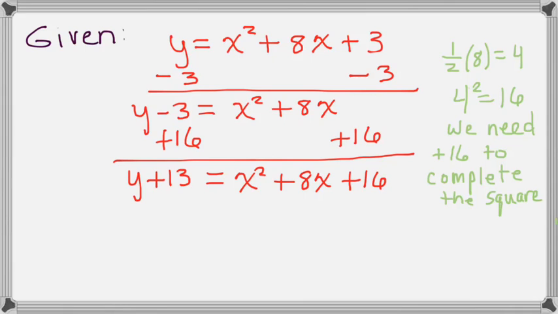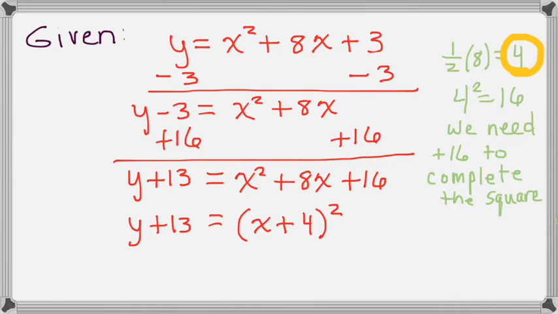That's great. Now we can write the perfect square trinomial on the right as the square of a binomial. So let's do that. y plus 13 is the completed square of x plus 4. Remember that we use half of the middle term in our binomial.